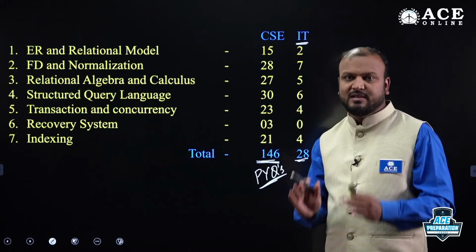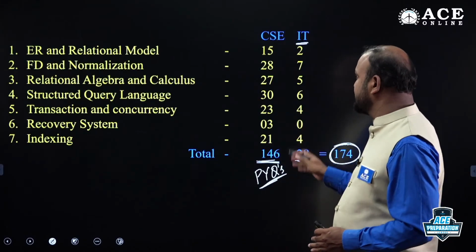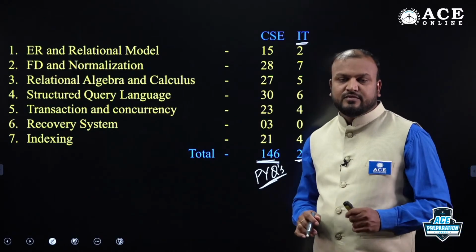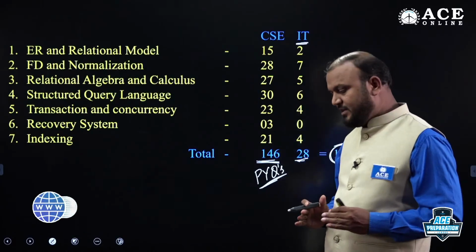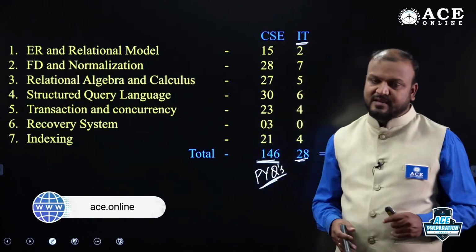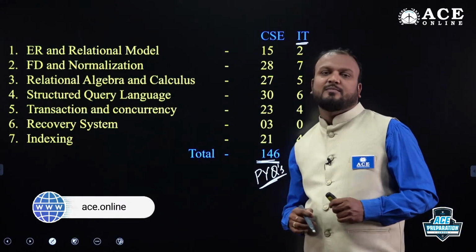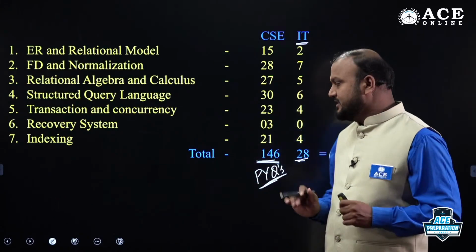Suppose I am talking about DBMS only: if you solve all the PYQs of CSE and IT, totally 174 questions, you are ready for all the questions of DBMS that are going to be asked in the GATE examination. The worst case is that a question from the untapped area comes from DBMS. That is a worst case possibility, that's what I'm telling you right now.